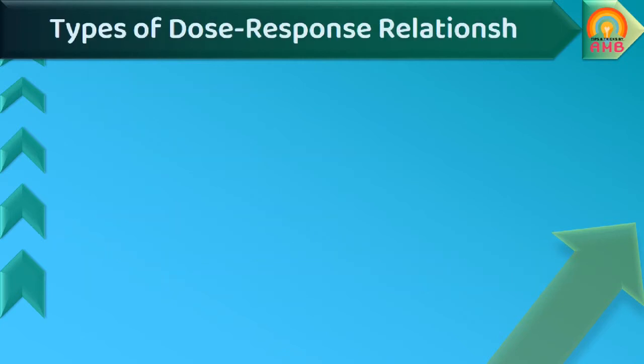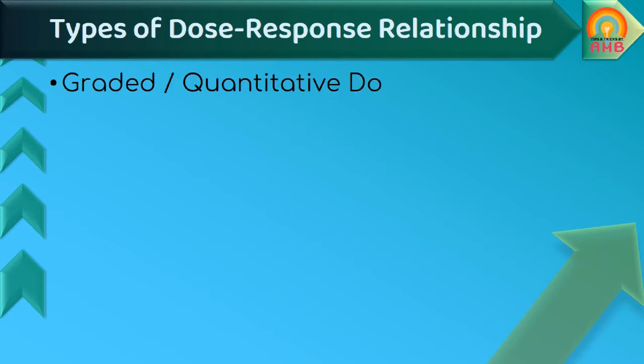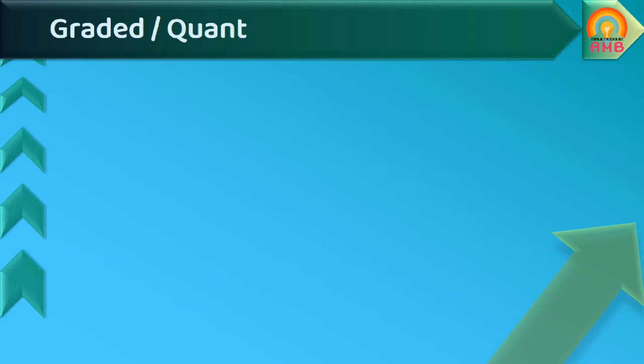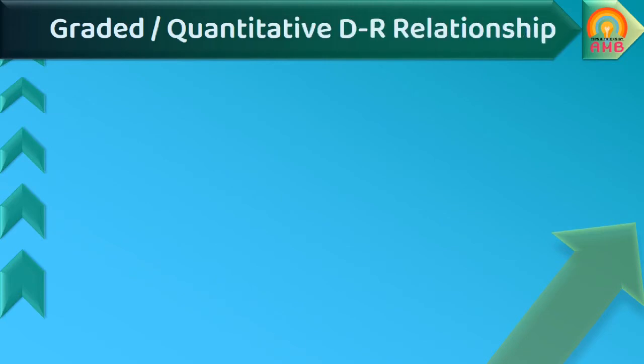Now we are discussing types of dose response relationship. Dose response relationship is studied in two ways: graded or quantitative dose response relationship, and quantal or all or none dose response relationship. We will discuss these types one by one. First we are going to discuss graded or quantitative dose response relationship.